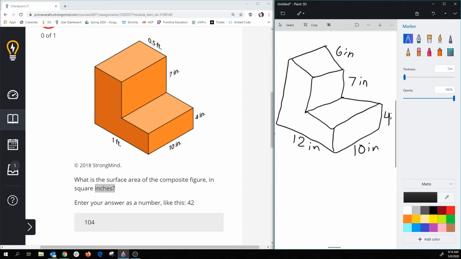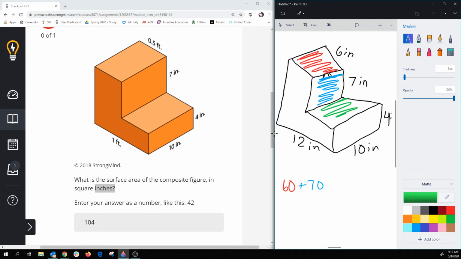Okay, so let's start going through and finding the surface area of each one of these surfaces. Let's start with this big box up here. Since this bottom side is 10, that means this top side is also 10. So 6 times 10 would give me 60. I'll color coordinate it. So this is 60. Then let's do this box here. I would have 10 times 7, which is 70.